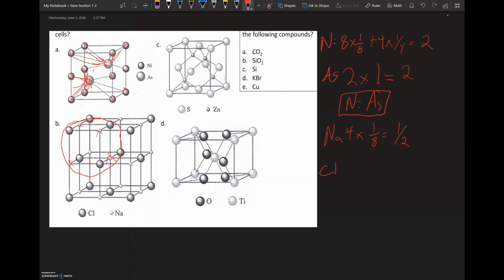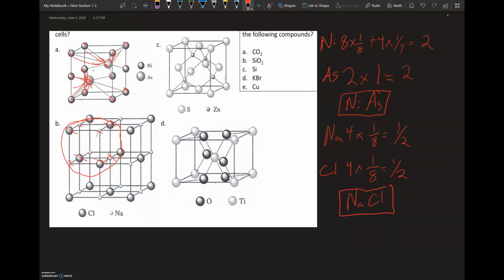Now let's look at Cl. Cl is found here, here, here. So there's 4 Na, and there's 4 Cl, and the value of that is also 1/8. That's going to give me 1/2. So again, simplest whole number ratio, 1/2 and 1/2 are basically the same. So that just simplifies to NaCl for part B.